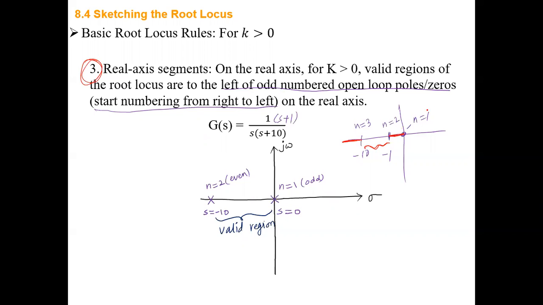So it's always left of the odd number. This is odd, this is odd. Left of the odd, left of the odd, not left of the even. Right, makes sense? Any questions? Okay.